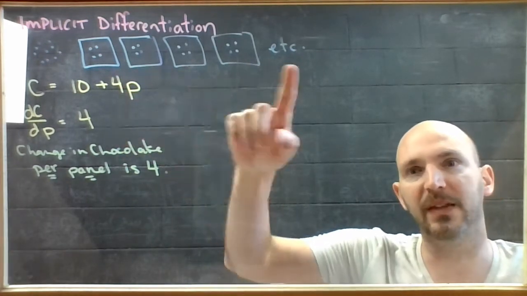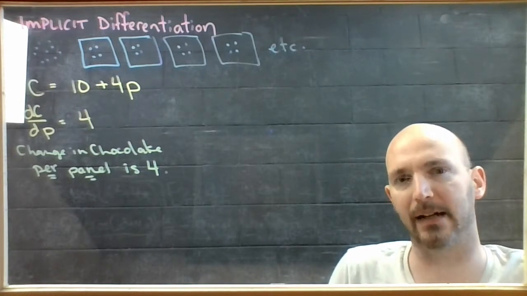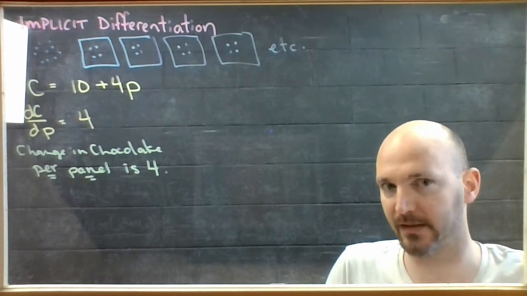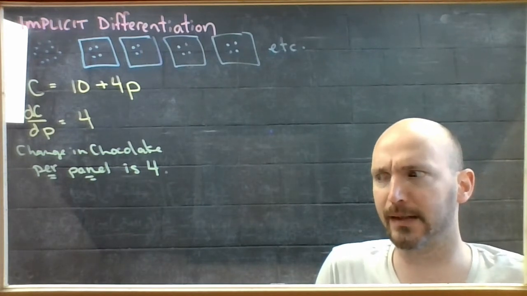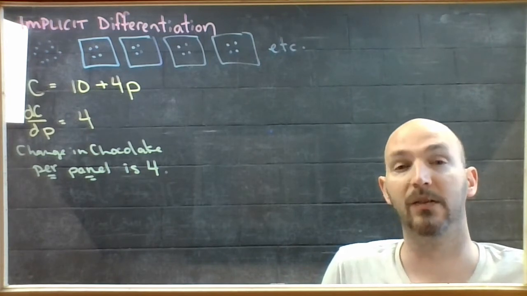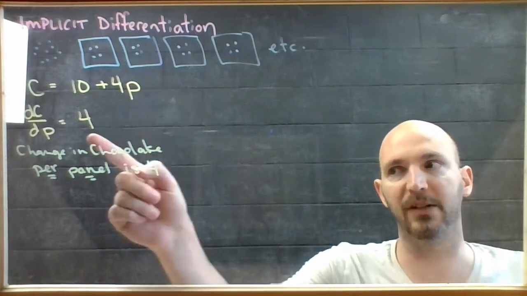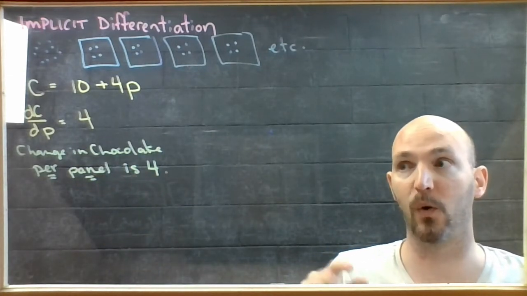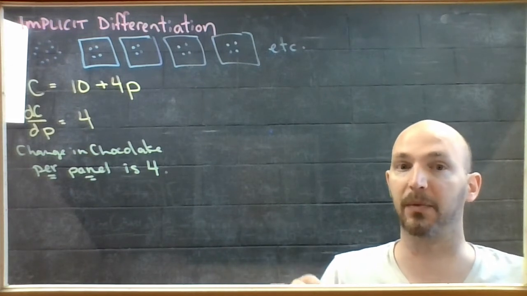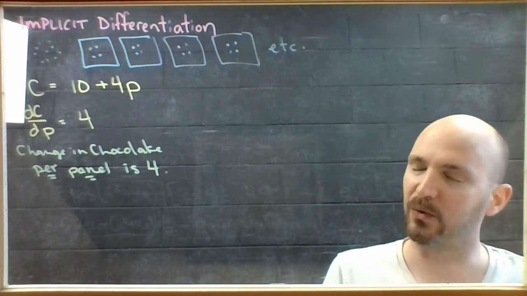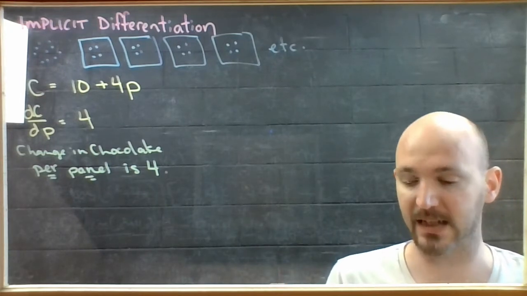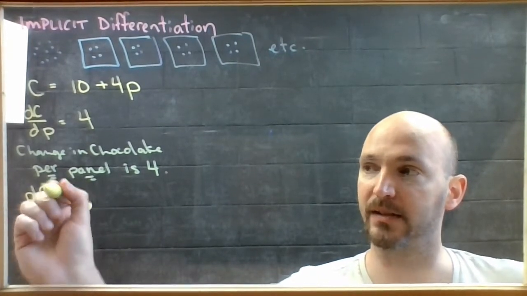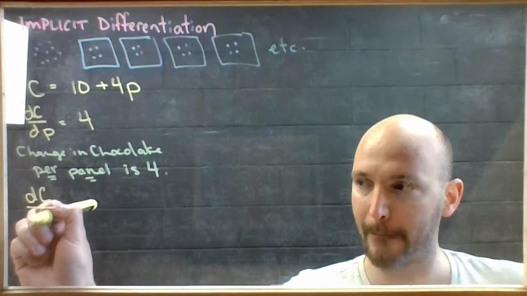And so the thing that you're really concerned about during an egg hunt is how quickly am I accumulating chocolate? Because if I am not the fastest accumulator of chocolate, then someone else is getting those eggs and I don't get to have them. So I'm not interested in how many chocolates per panel there are. I'm interested in how many chocolates I have over time. How many chocolates am I picking up per second? So what I need to do instead of dc by dp is to ask myself, what is my change in chocolate per second?